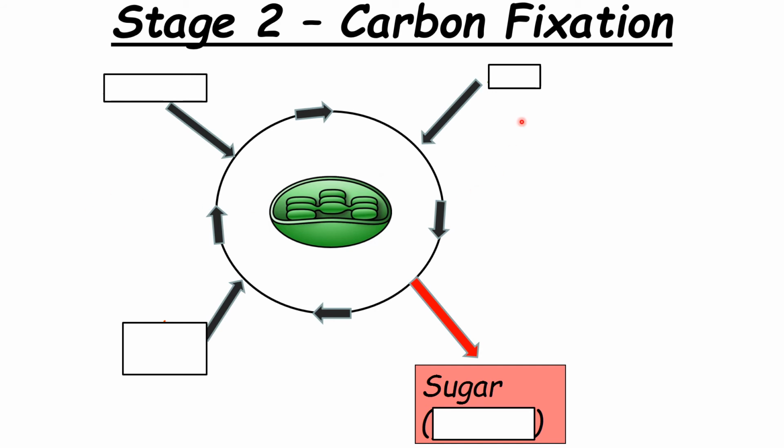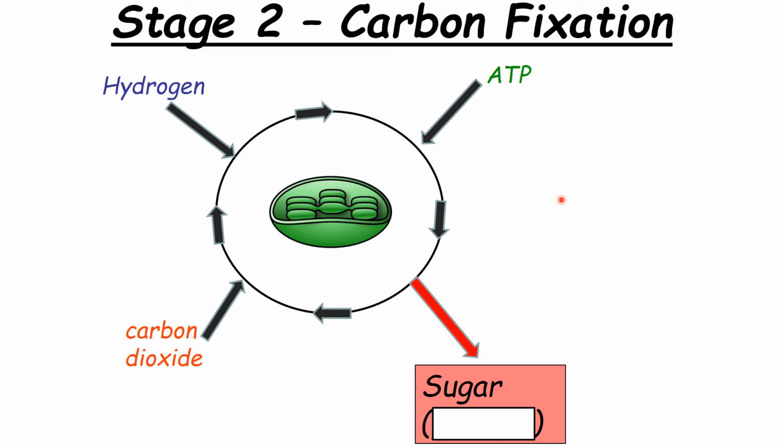Now here's your National 5 photosynthesis, stage 2. We had hydrogen coming in with ATP and being added onto carbon dioxide to produce the sugar, glucose. That's the very simple version. We now know that the hydrogen coming in is being provided by NADPH. So, higher level.